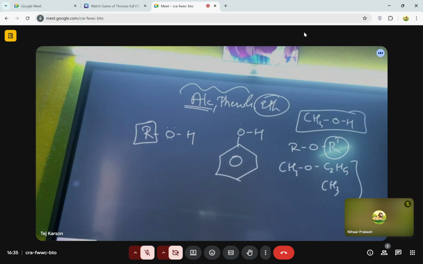So explain this phenol. R is not there. Instead of R, there will be a structure. That structure will be a benzene structure. If there's a benzene structure involved and there's an alcohol group involved, it's called phenol. Simple. What is the other name? For phenol, either benzyl or phenyl. Phenyl.